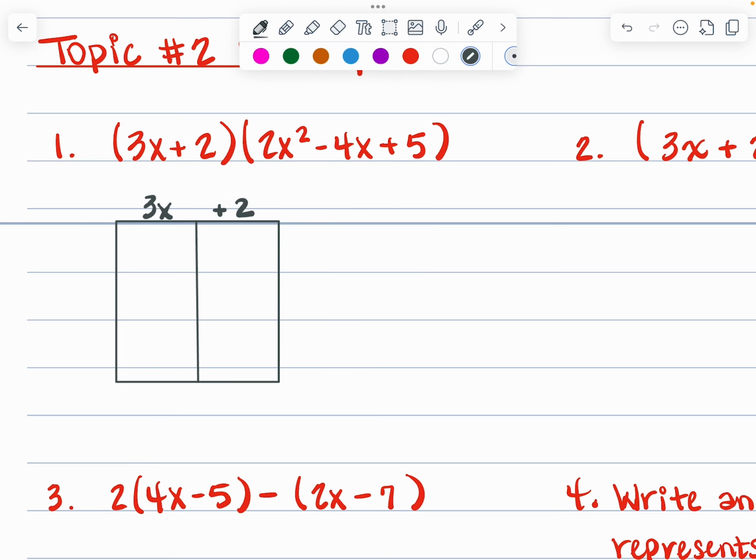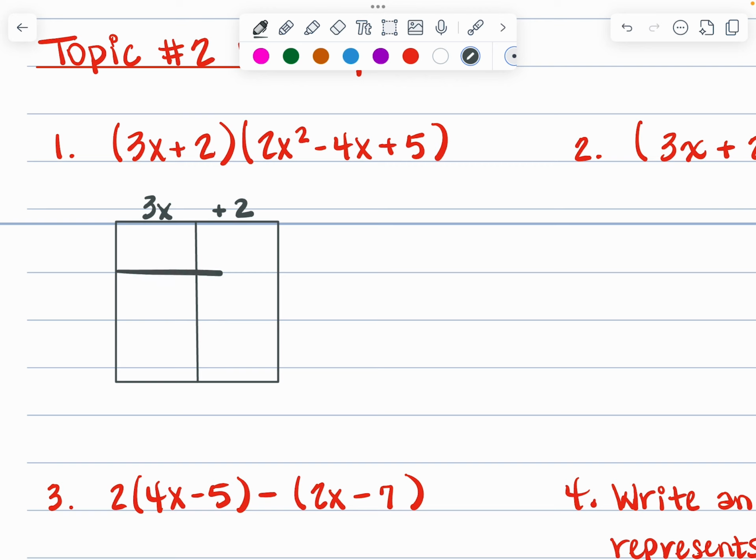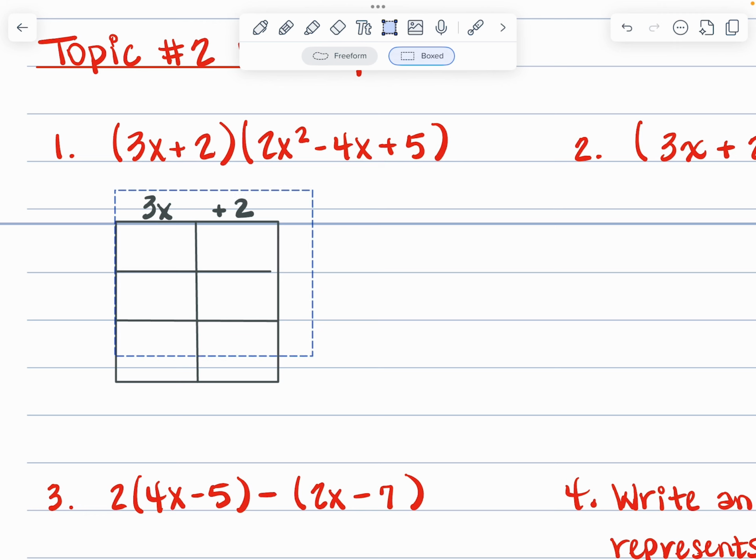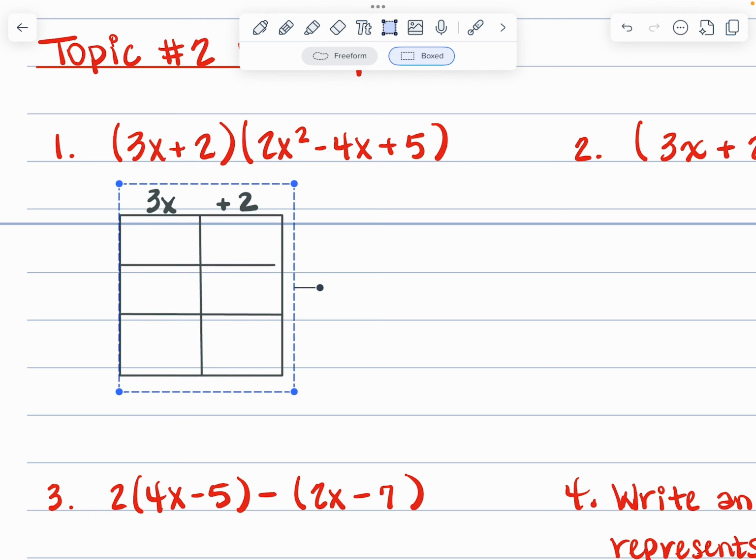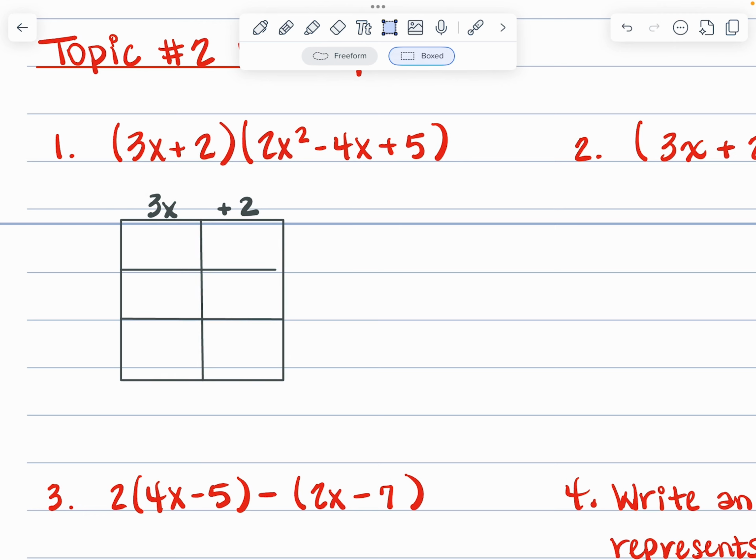Okay, and then we have our 3, I'm just gonna, I really should have done a better job of picking where I put those lines.